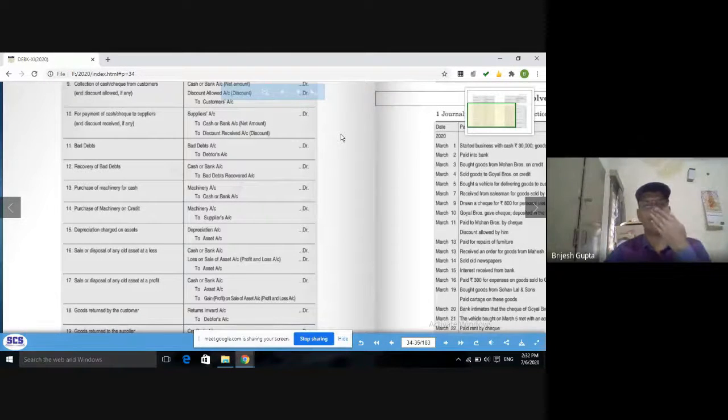Now, the next transaction that is very important is payment of expenses. Cash payment of expenses. Write the entry. All of you know expenses. Can you give an example of expenses? Any of you give me an example of expenses?